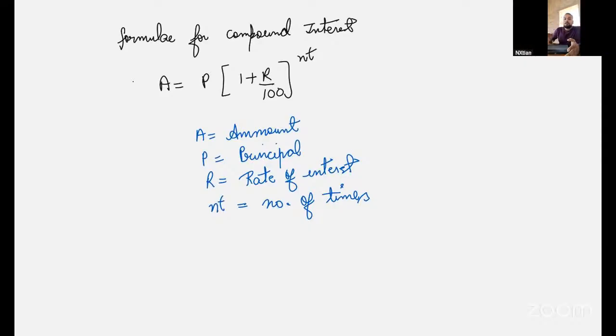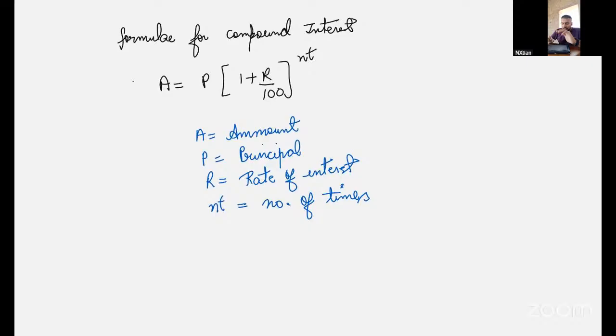Got it? So basically here we have three types: compounded annually, after the completion of 1 year; compounded semi-annually, after the completion of 6 months; and compounded quarterly, which means after the completion of 3 months. Did you understand, guys?